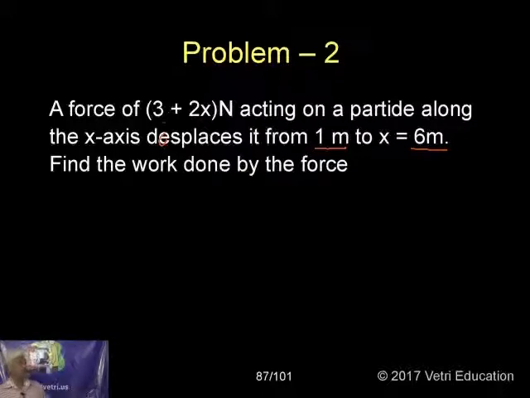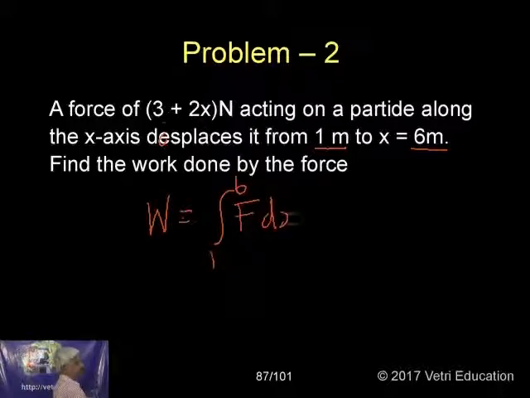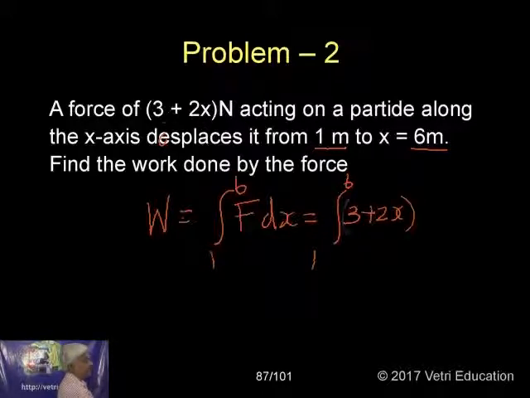So why am I choosing this problem? If there is force in terms of x, how can you find out? This is an important thing, because this is work done by a variable force. W is equal to integral from x equals 1 meter to 6 meter of F dx. So that is equal to integral 1 to 6 of force (3 plus 2x) Newton dx. Very clear now? So you have to integrate it.